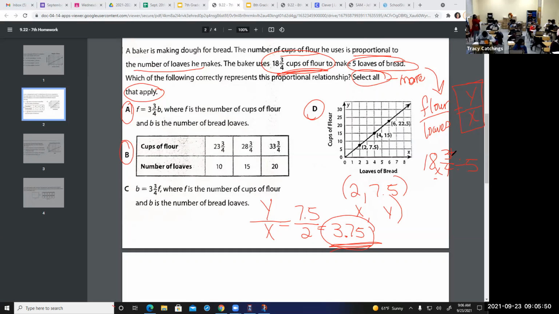We got answers, but we don't know where they came from. Oh, it was 75. 75 over 4. So now 75 fourths divided by 5. What are we going to do? Keep what? Okay.